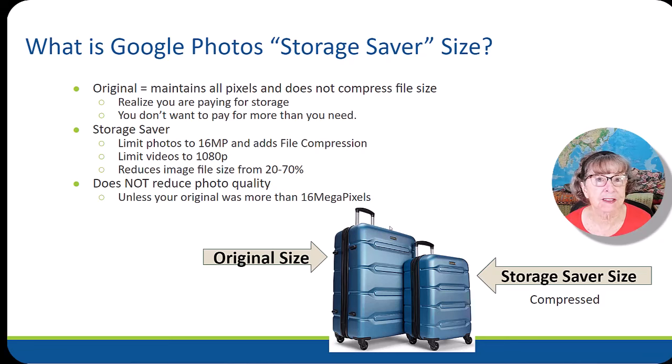So Google has this feature called Storage Saver, which limits photos to 16 megapixels and adds file compression. For videos, it limits to 1080p. Now, if you're shooting a lot of 4K videos, you might not like this. But most photos with smartphones, anyway, are not more than 16 megapixels. So you do not lose any photo quality.